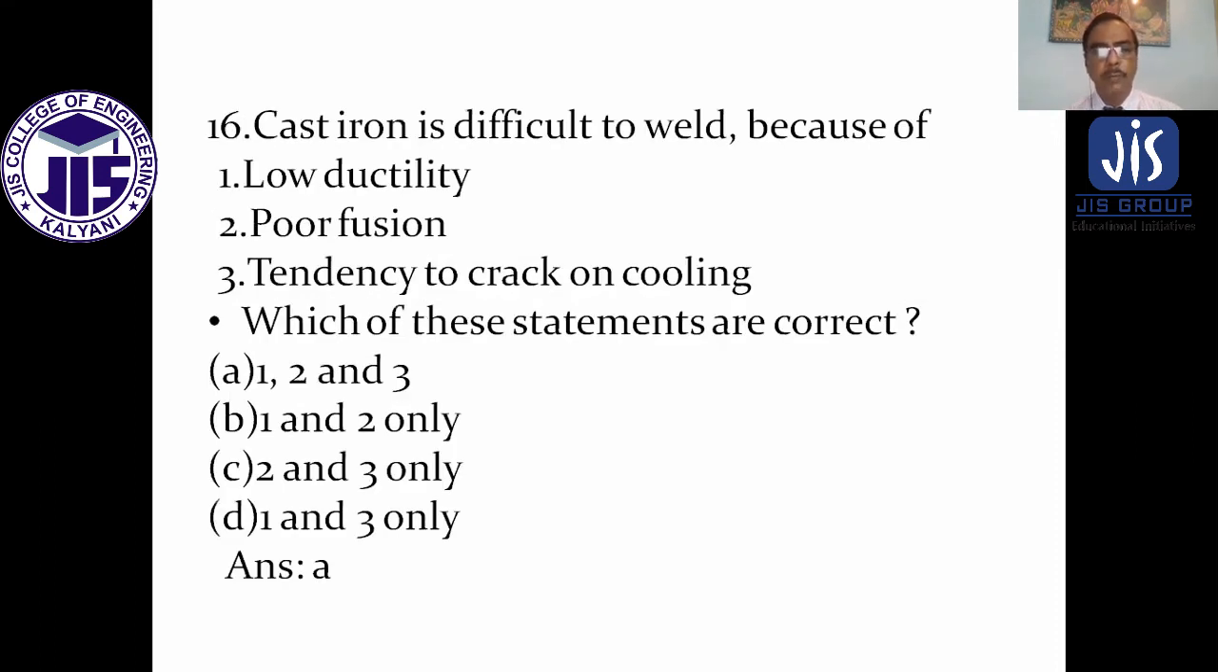Cast iron is difficult to weld because of: 1, low ductility. That is true. 2, poor fusion, and 3, tendency to crack on cooling. Which of these statements are correct? A, 1, 2, 3. B, 1 and 2 only. C, 2 and 3 only. 2 is poor fusion, tendency to crack. And D is 1 and 3 only. So answer is 1, 2, 3. All are of equal importance for the difficulty of welding cast iron: low ductility, poor fusion, and tendency to crack on cooling.